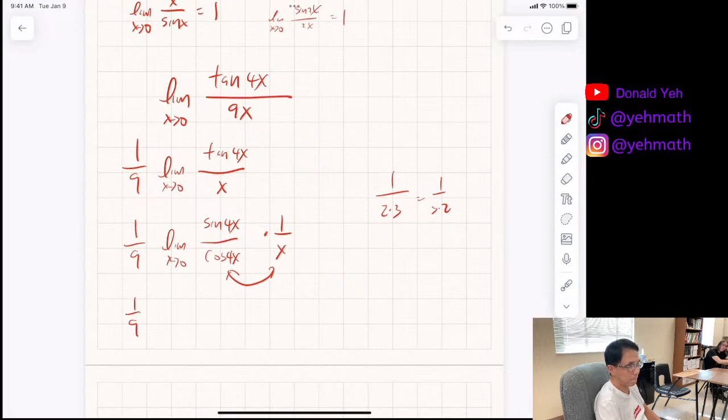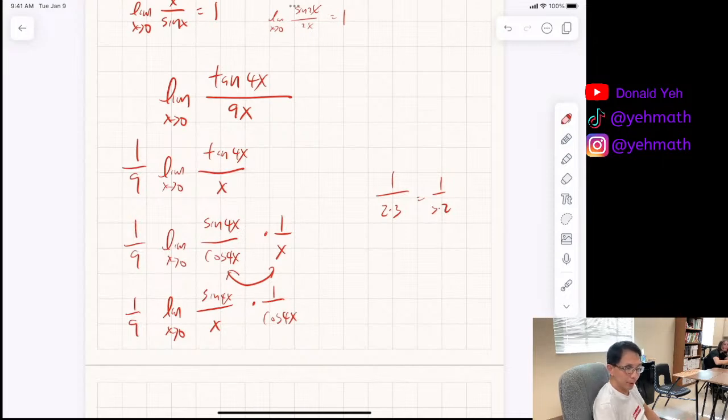Why do you have two 4x's? Oh, wait, never mind. Because tangent of 4x is equal to sine of 4x over cosine of 4x. The argument doesn't change. So with the limit as x approaches 0, it'll be sine of 4x over x times 1 over cosine of 4x. And that's it.